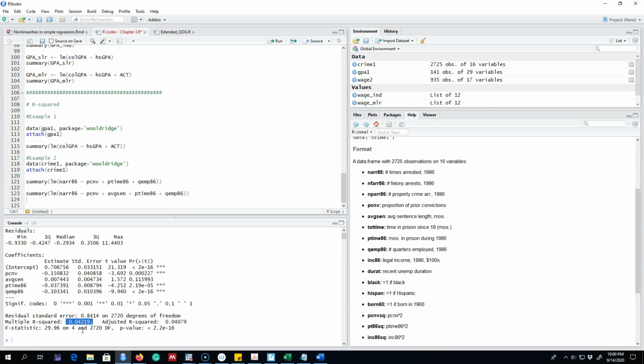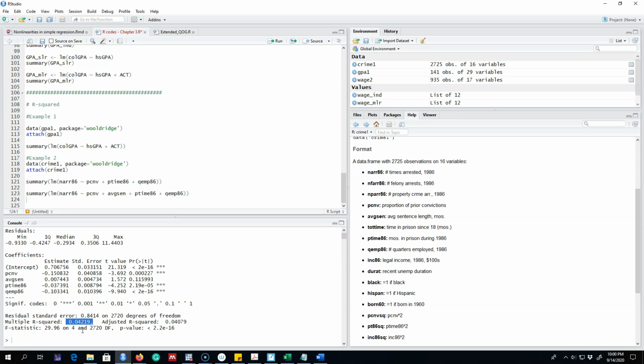Yet this low R-squared doesn't mean that the model is not good at predicting the number of arrests in 1986, as I argued in my previous video on R-squared in the simple linear regression model. It gives us an idea about the predictability of a variable. So in this case, the model is explaining just 4.2% of the variation in the number of arrests.